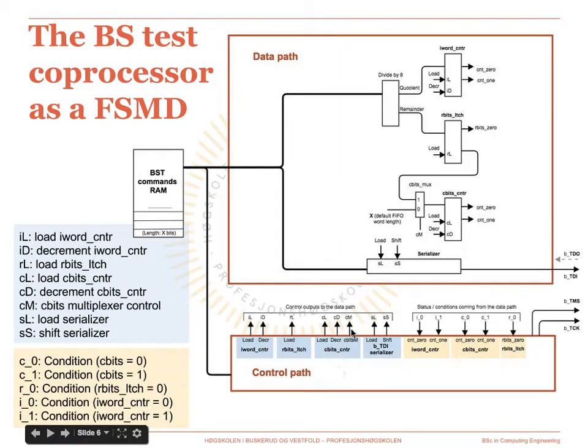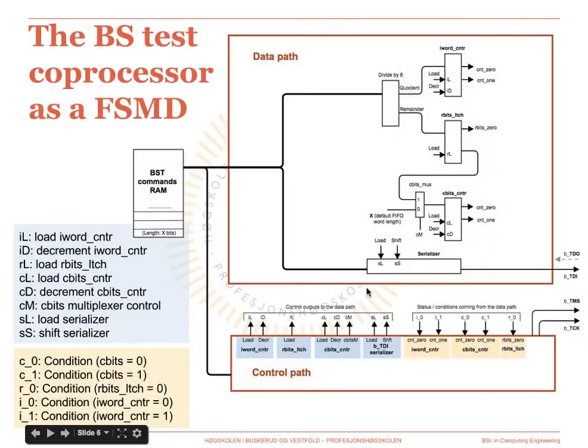The outputs are of course used to control the operation of the regular sequential circuits that are present in the data path, and the inputs represent the particular operating conditions of interest, such as reaching 0 in the current bits counter, or reaching 1 in this counter, and so on.